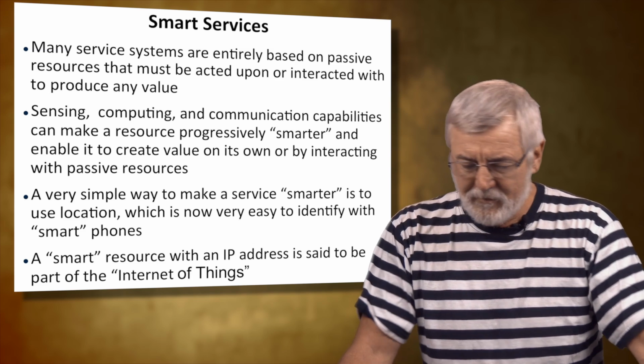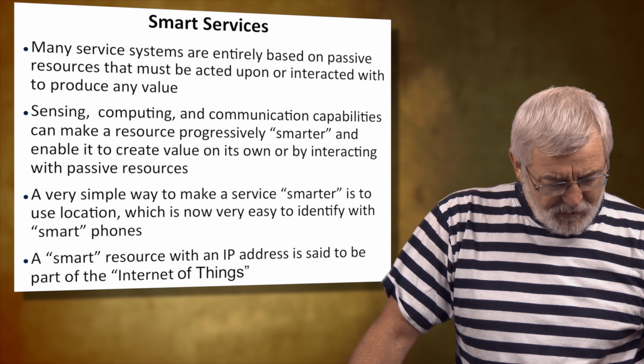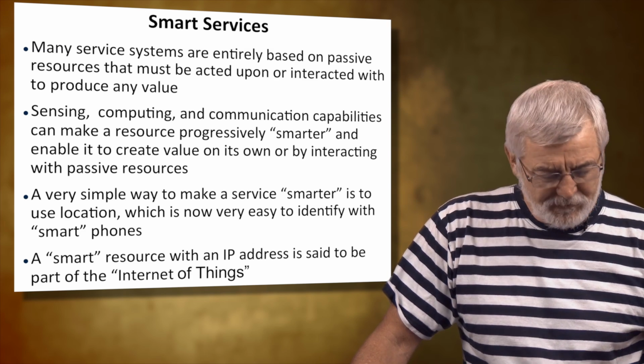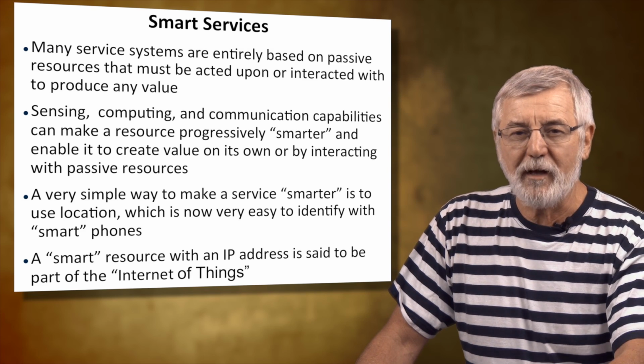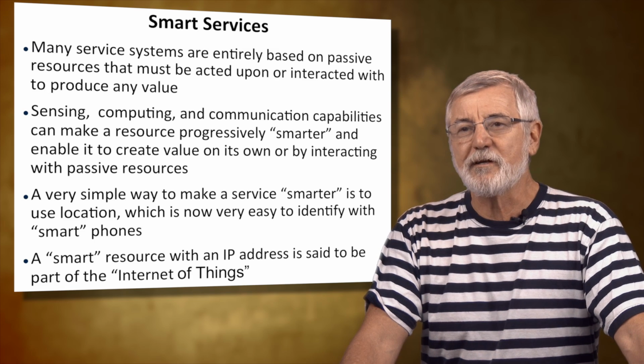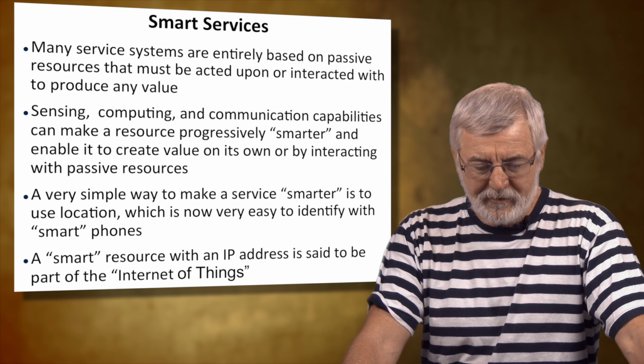The simplest way to make a resource smarter is to use location, which is now very easy to know with your smartphone. And we have a lot of things which are smart because they're connected to the internet now. So we have smart plants and smart forks and smart all kinds of things. Any resource with an internet protocol address is said to be part of this Internet of Things.